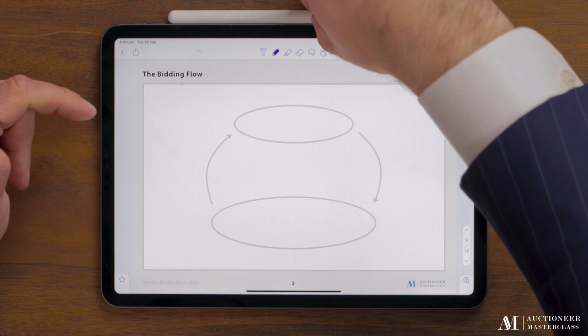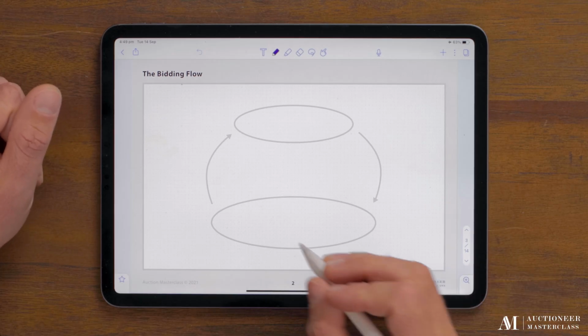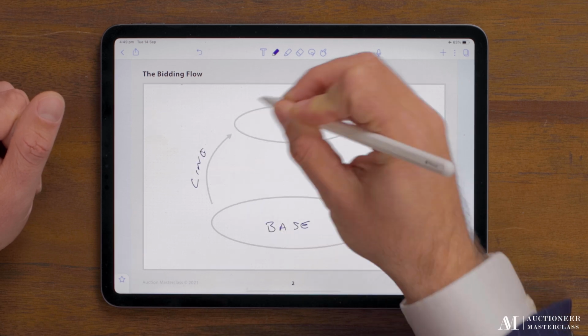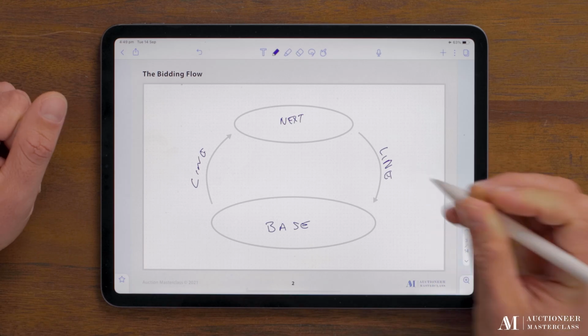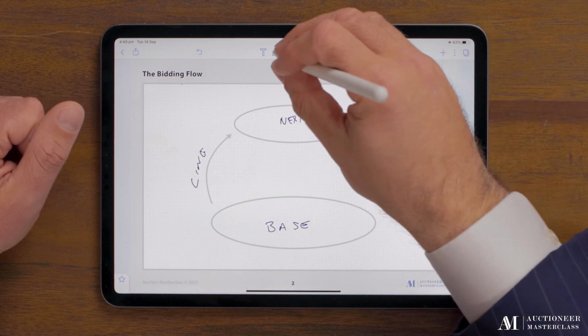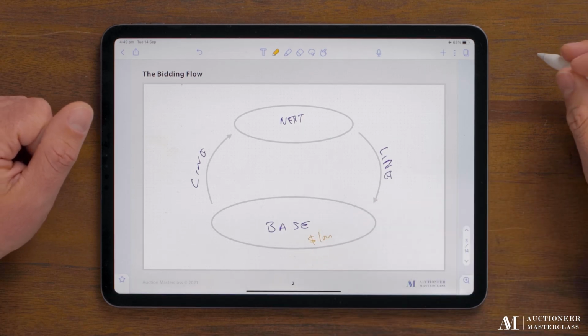Let's take a look at the basic bidding flow on page 2. And I call this diagram base, line, next, line. Base, line, next, line. What on earth am I talking about? I'm talking about this. The base is the $1 million. That's the number that the current bid is at. The bid is at $1 million.